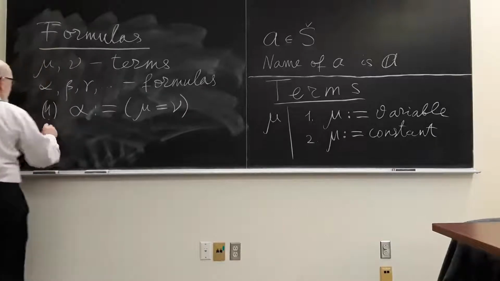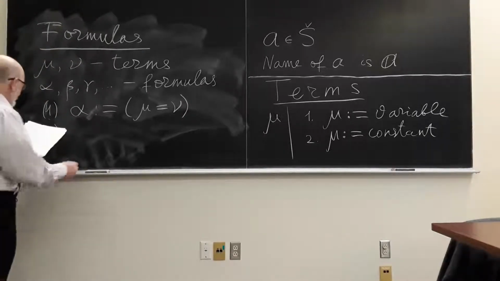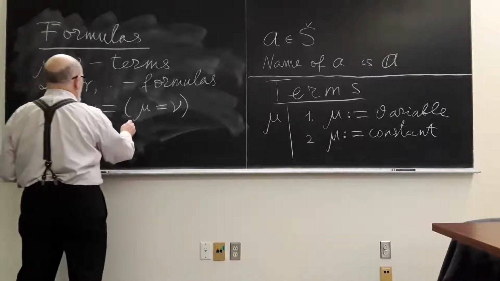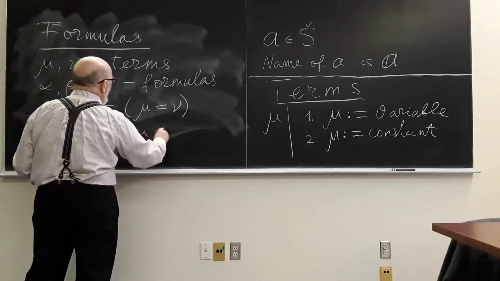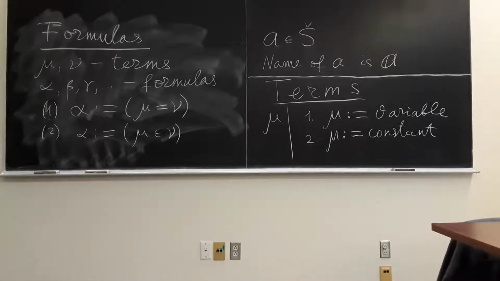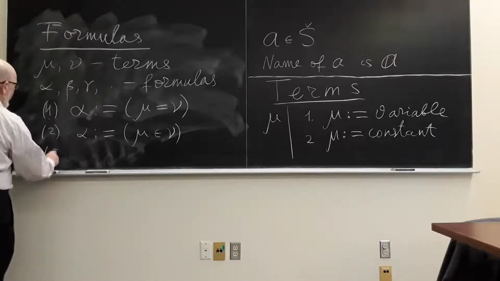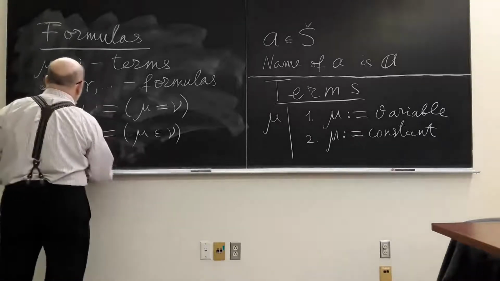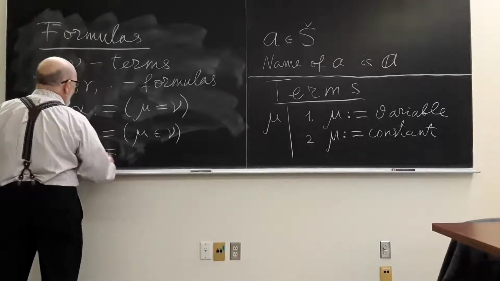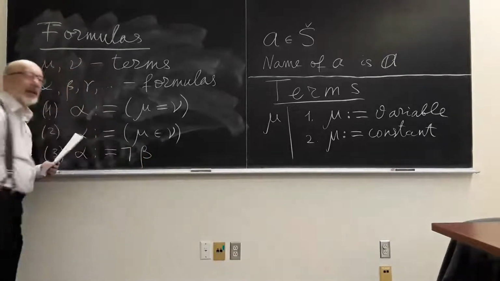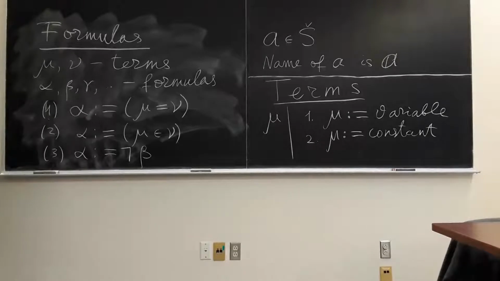Next, a formula can have the following form: mu is element of nu. Now the next sort: alpha is negation of beta, not beta. It is read alpha is not beta.